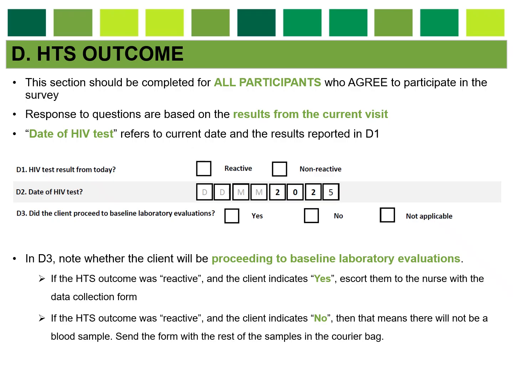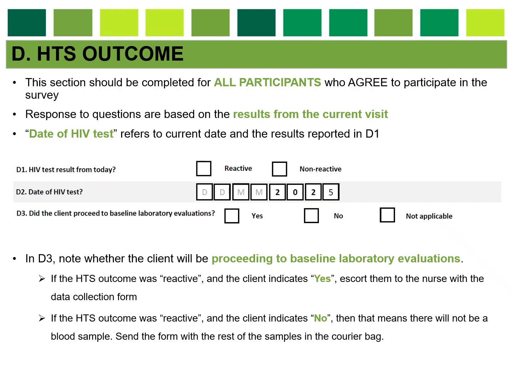We are expecting that you have included people who are accessing HIV testing services today. So section D is where we respond to their current HTS outcome. That means the test that they are having done today. This must be completed for all the participants, and it's a result of today's test. So remember, do not put the results of today's test in section A. That is the history. Section D is the current. It is today's test results.